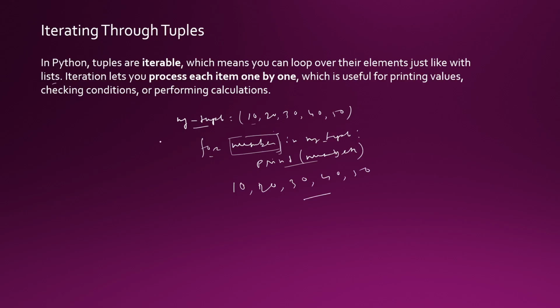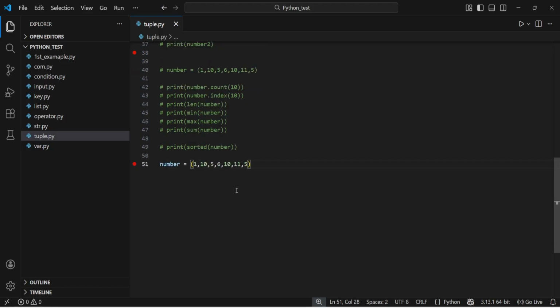So we can perform our loop operation in tuple just like list in order to iterate all the values from our tuple at once, okay? Now suppose this is my tuple, okay?